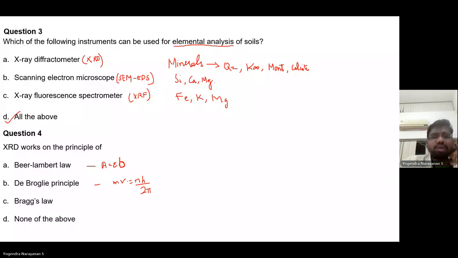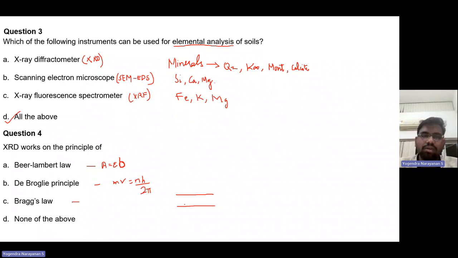It relates the mass phenomena as well as the wave phenomena of the matter. So now, coming to Bragg's law, it depends on the response of light or any electromagnetic radiation, not light, I would say electromagnetic radiation, to a crystalline structure.